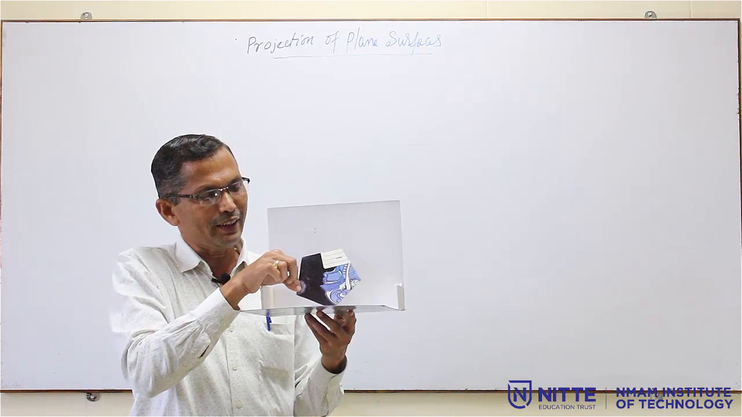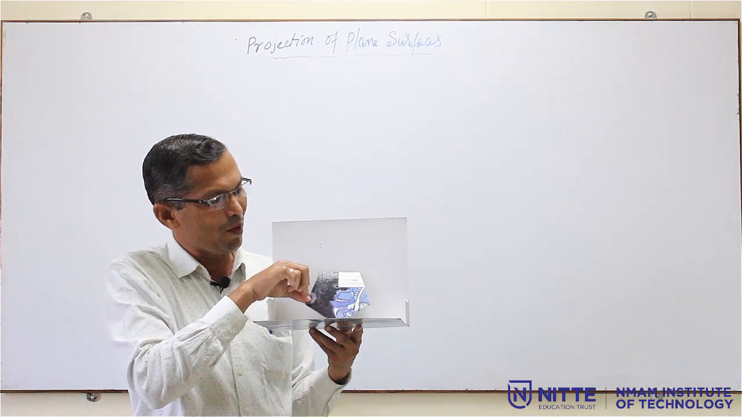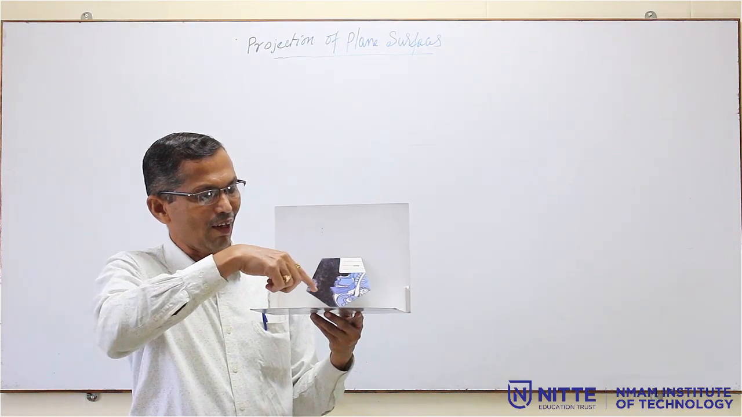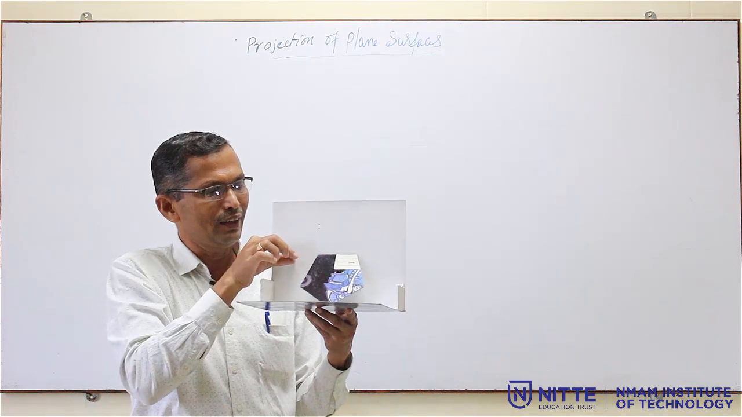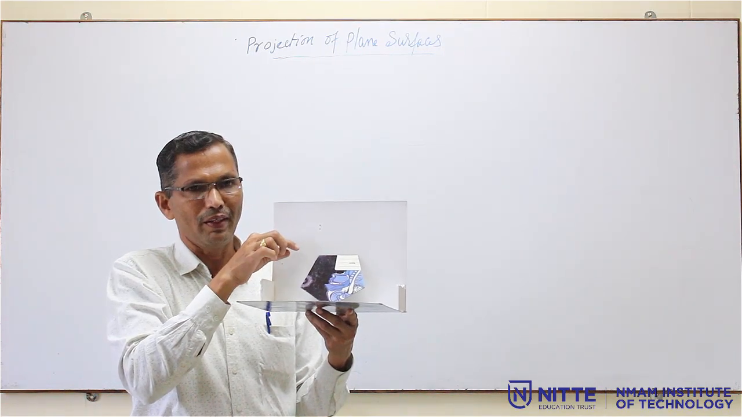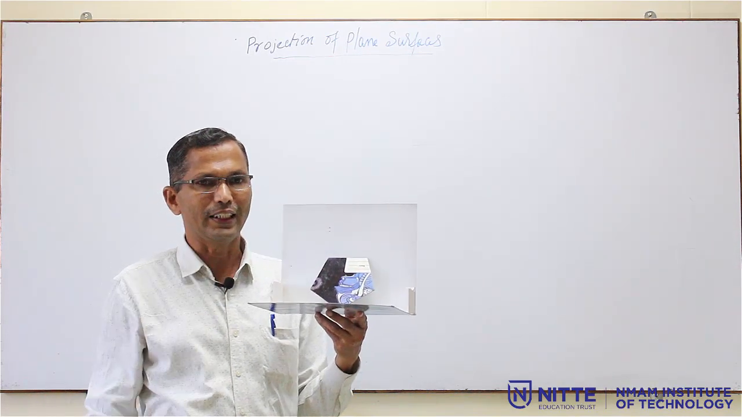So, you have to keep it in such a way that one of the corners touches HP and the opposite edge is on VP, and the surface inclination is 60 degrees with respect to HP and 30 degrees with respect to VP. So, this angle is 30 degrees, this angle is 60 degrees.